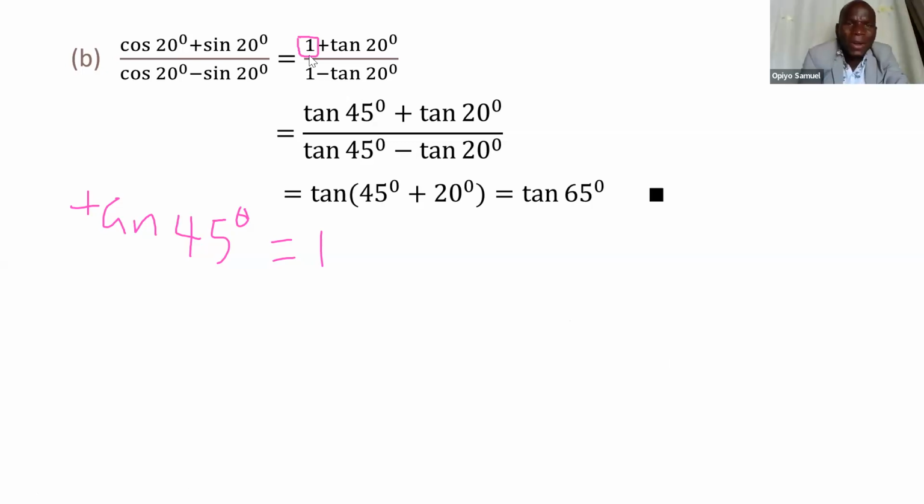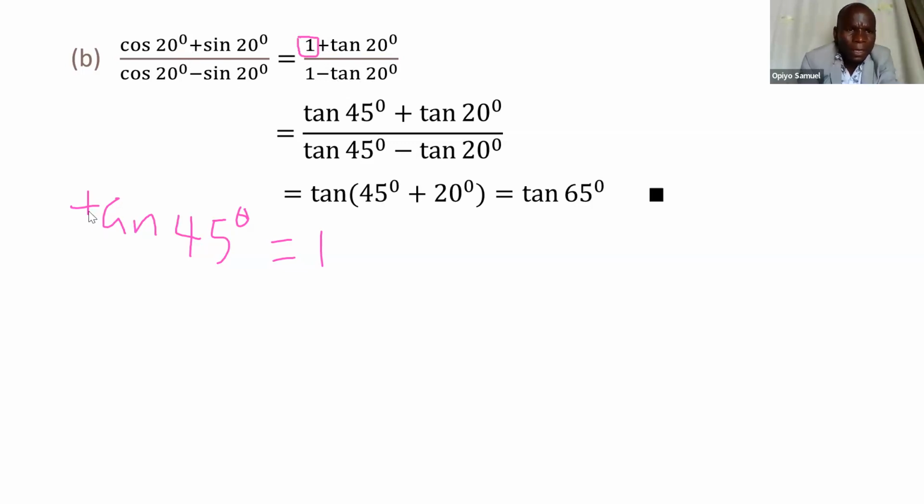Okay, thank you. Now, I was saying we want to prove that cos 20 plus sine 20 over cos 20 minus sine 20 equals tan of 65. So we need now to divide all through by cos 20. When we divide all through by cos 20, the one I have highlighted here will be 1, because cos 20 over cos 20 is 1. Meanwhile, sin 20 over cos 20 is tan of 20. Cos 20 over cos 20 is 1 minus tan 20.